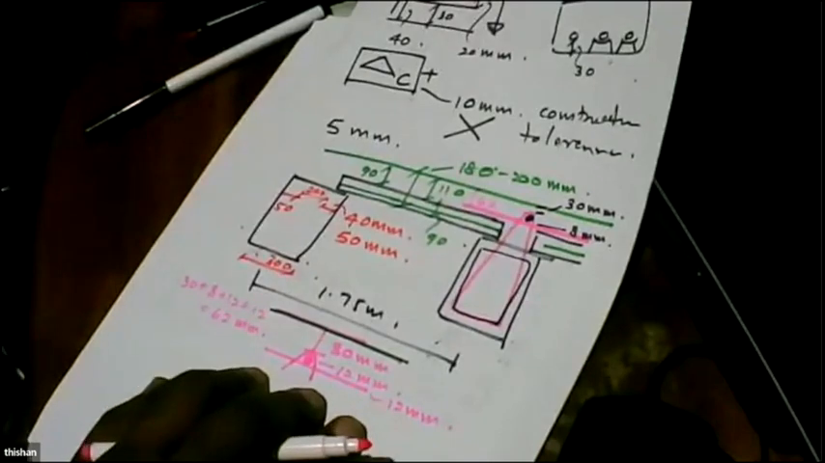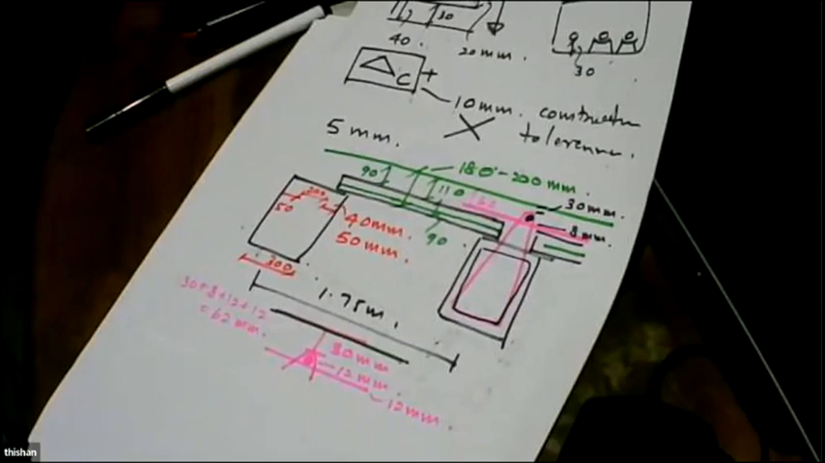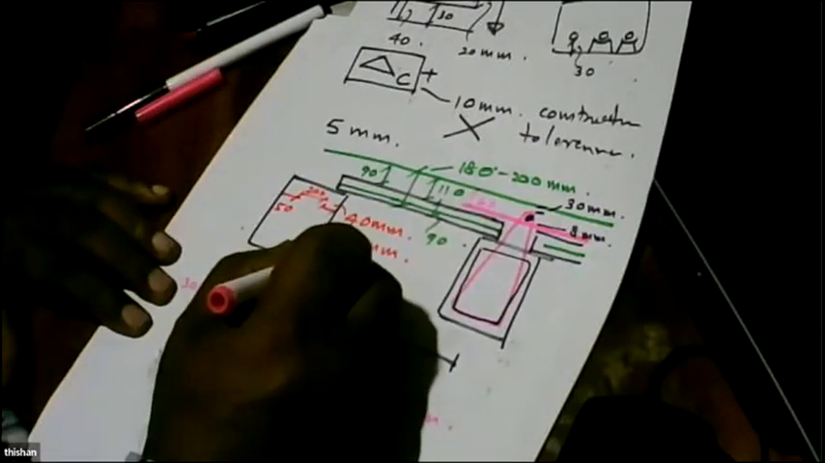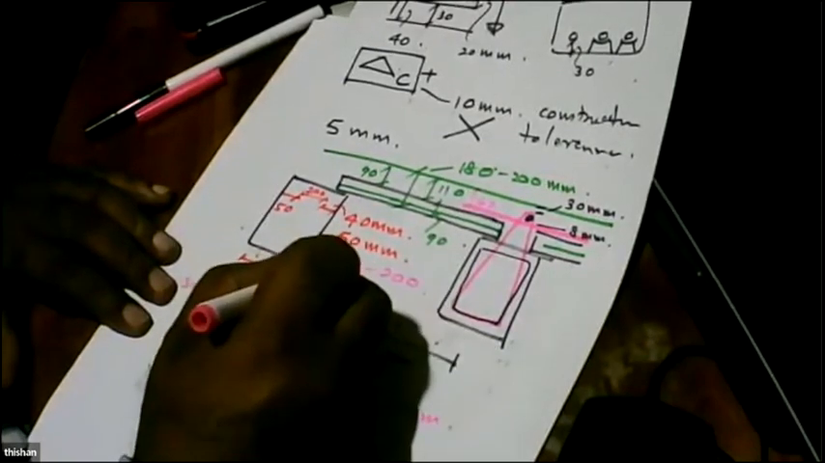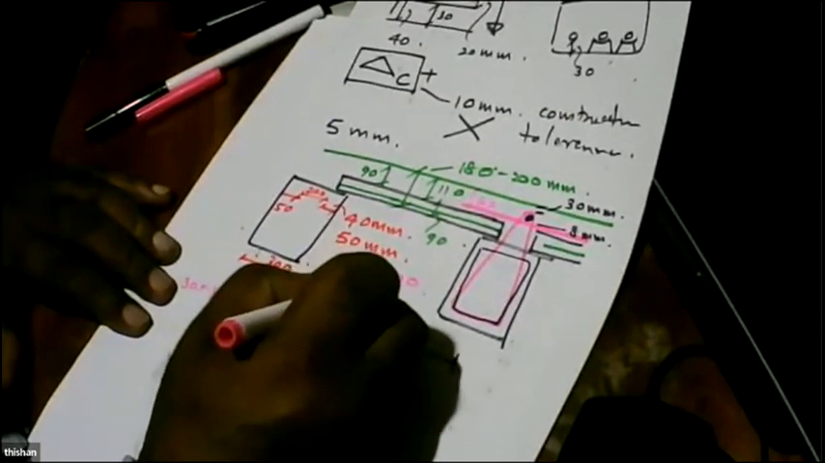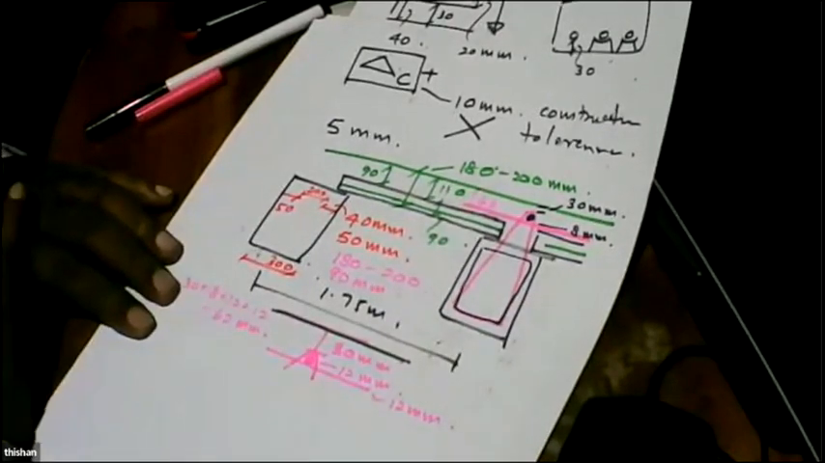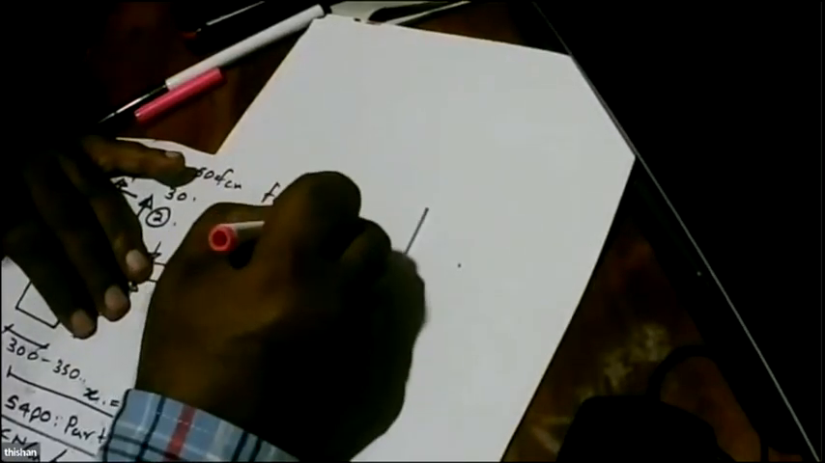Which means you can have an overall thickness of 180 to 200, provided the precast panel is 90 millimeters. So this is how you will work out the details for the bridge. It's very important we get the details accurate.